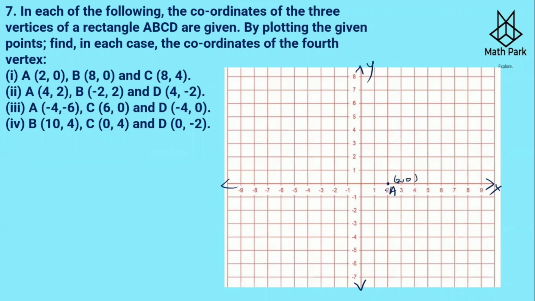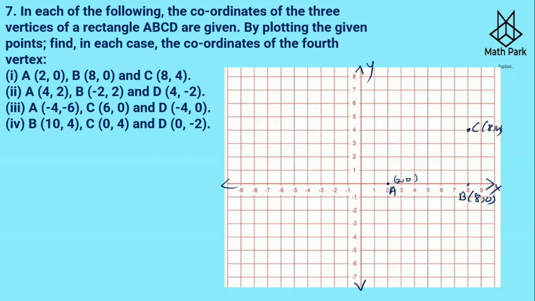Then B is (8, 0). So B's x coordinate is 8 and y coordinate is 0. This is your point B (8, 0). Then C is (8, 4). C (8, 4) is the third vertex. And this is a rectangle.